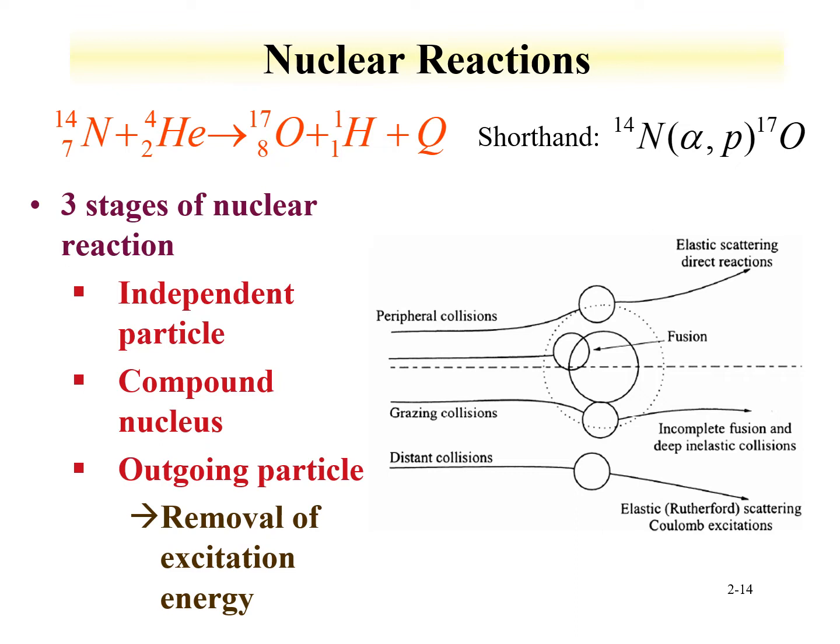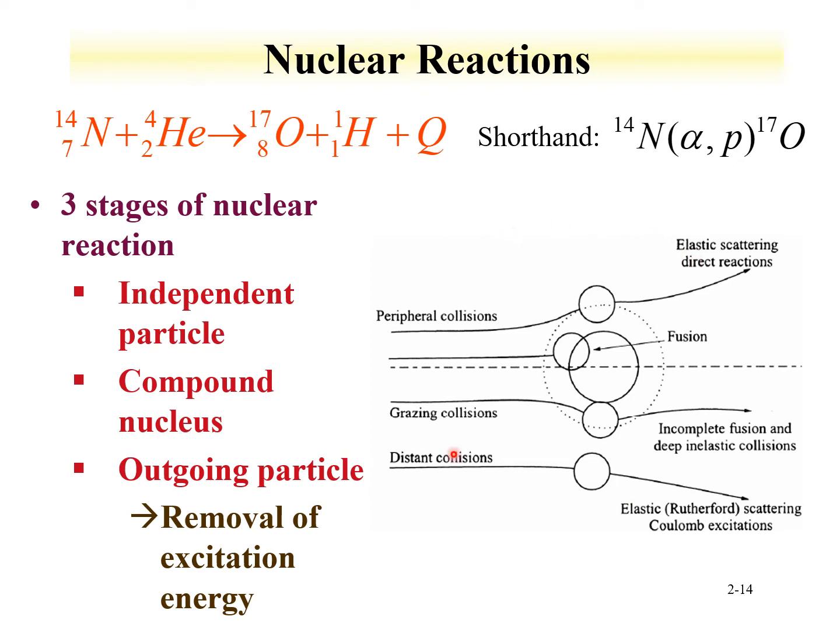One could also talk about the stages of a nuclear reaction, as far as the types of reactions that can occur. One is an independent particle, the compound nucleus, and the outgoing reaction. So as shown here is a schematic. One can have the independent particle coming in, interacting with the target nucleus in a number of different transitions: peripheral collisions, total fusion, a grazing collision where some nucleons can shift, and then some sort of scattering.